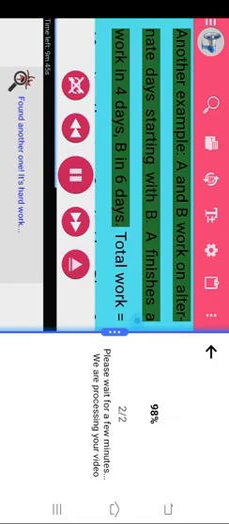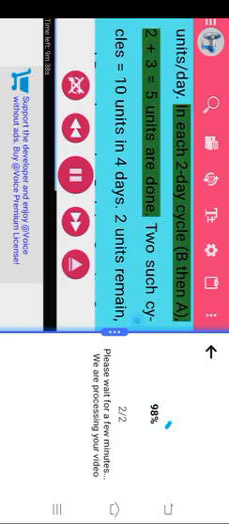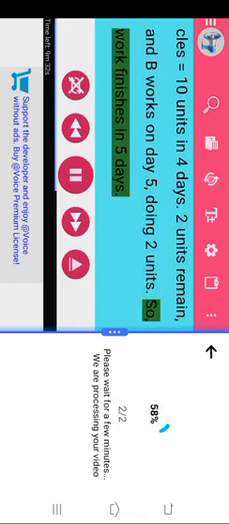Another example: A and B work on alternate days starting with B. A finishes the work in 4 days, B in 6 days. Total work equals 12 units. A's rate equals 3 units per day, B's equals 2 units per day. In each 2-day cycle, B then A, 2 plus 3 equals 5 units are done. 2 such cycles equals 10 units in 4 days. 2 units remain, and B works on day 5, doing 2 units. So, work finishes in 5 days.